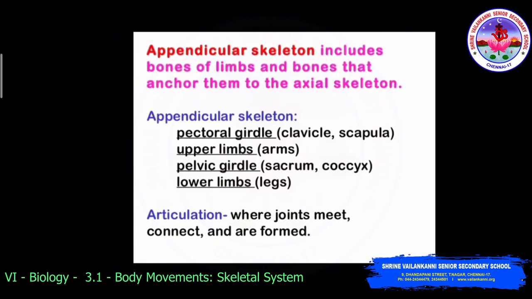So next we move on to the appendicular skeleton. The appendicular skeleton includes the bones of the limbs and bones that anchor them to the axial skeleton. It includes the pectoral girdle, upper limb, pelvic girdle, and lower limbs. So these are the appendicular skeleton. Next one is articulation. Articulation is nothing but where the joints meet, connect and form an articulation.